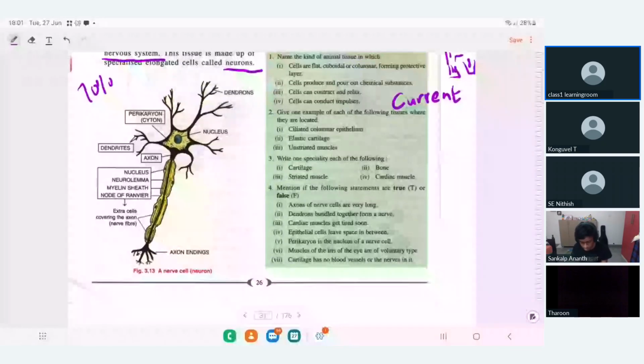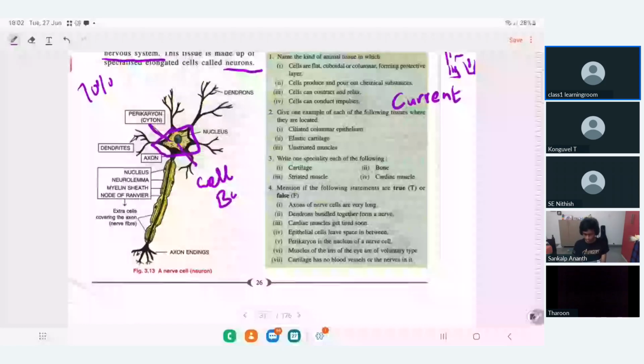This is the central part. Okay, this is the central part, which is called what? Inside, this is called what? Cyton, or perikaryon. You can say even in simple terms, cell body. Cyton, cell body, cytoplasm.